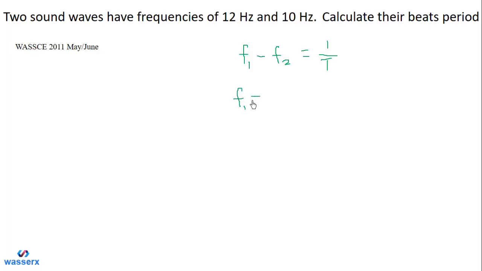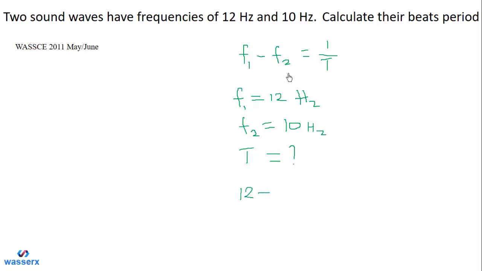So from the question, F1 is equal to 12, which is the frequency of the first sound wave, and F2 is equal to 10, the frequency of the second sound. They are all in Hz, 10 Hz and 12 Hz. So now let's do the substitution to find T, which we don't know. When we substitute, it will be very simple to solve.